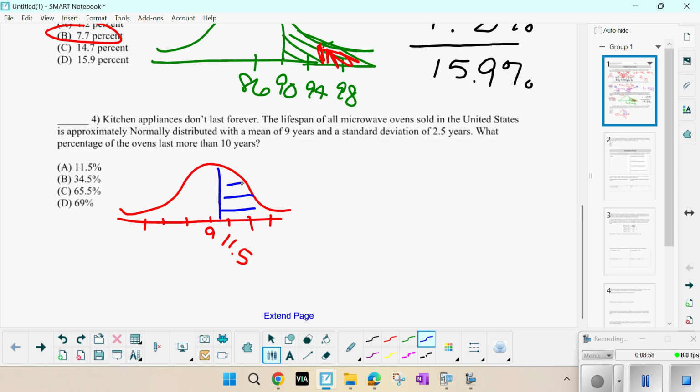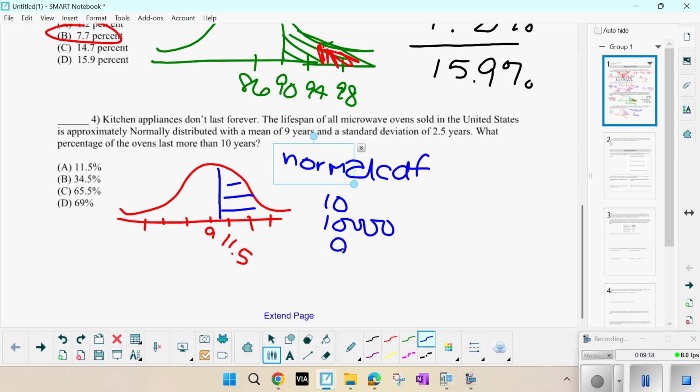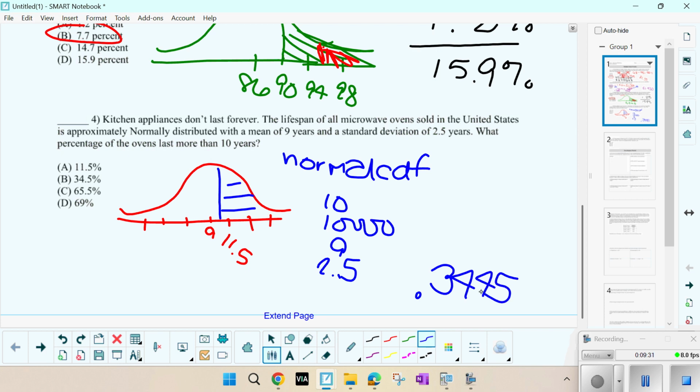So when I get ready to do this, we're going to do normal CDF again. Our low end is going to be 10. Our upper end is positive infinity, so big numbers. And then our mean on this one is 9, standard deviation is 2.5. All right, plug it in and see what you get. I think it ended up being something like 0.3445. And if we wrote that as a percentage, we would get 34.5%.